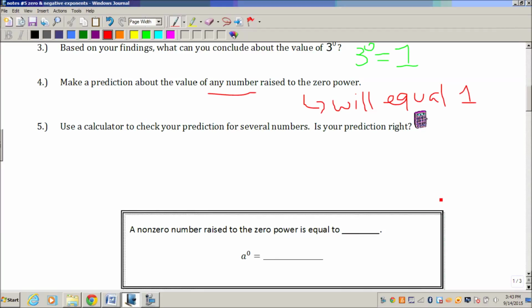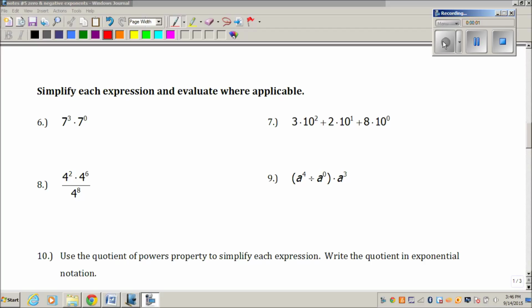So let's write that into our notes. It's going to be equal to 1. So any base, as long as it's not 0, raised to the 0 power will equal 1. So now what I'd like you to do is turn to page 12 and use that idea that anything to the 0 power is 1 to help us simplify the following expressions. So please now press pause for a moment and try questions 6 through 9 and use that idea that anything to the 0 power is 1 to help you. Press pause now.